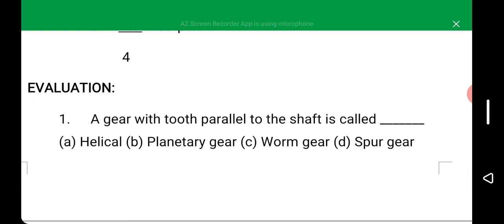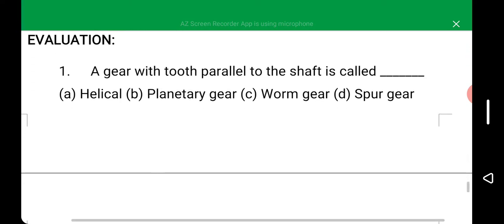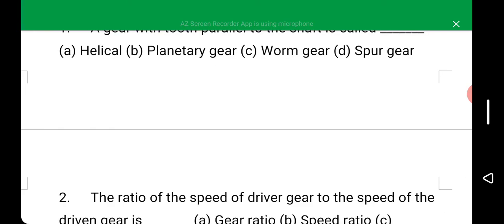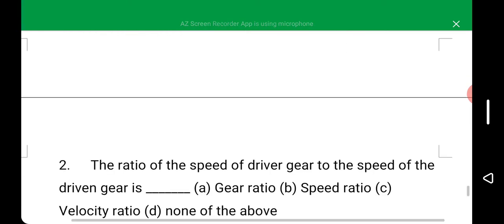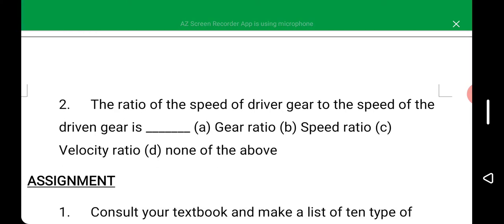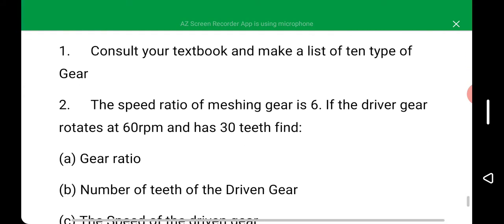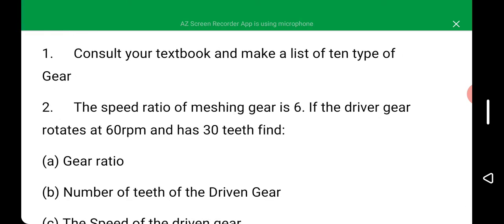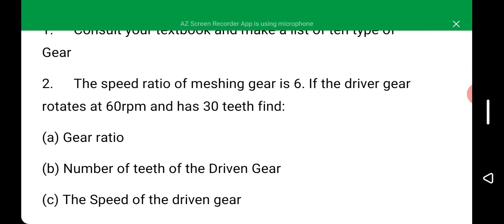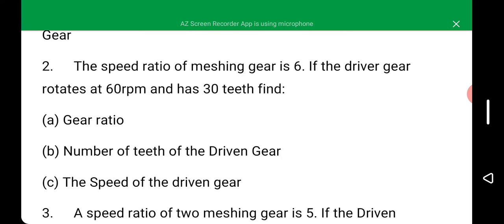Now, this evaluation question, you will take it as an assignment. You will solve it and submit it next week Friday, inshallah. So these two theory questions, you pick the option, and join these 3 assignments, making 5. You are asked to consult your textbook and make a list of 10 types of gears. Number 2, the speed ratio of mesh gear is this.